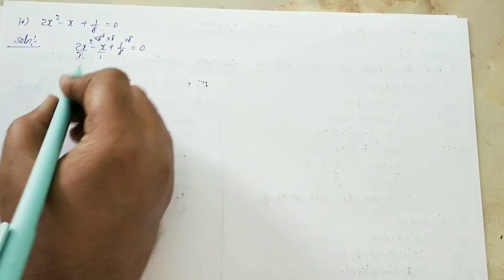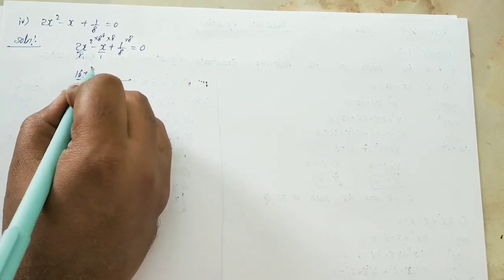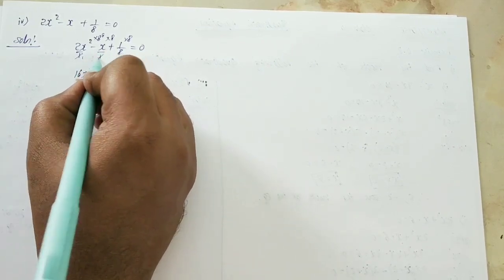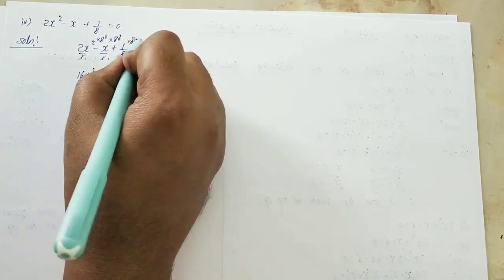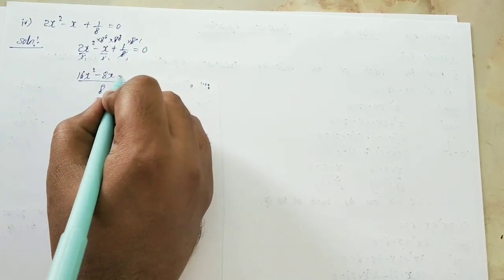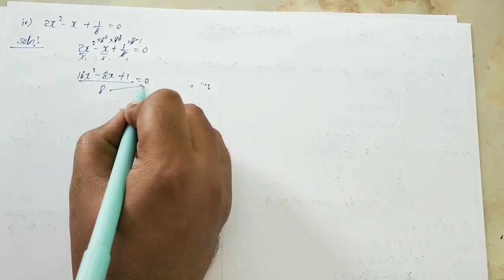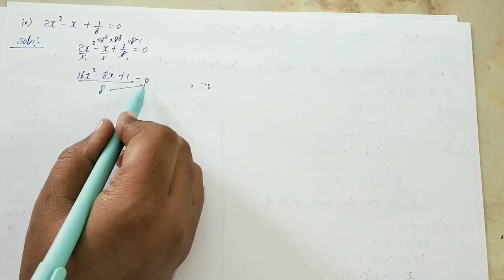So 2x square into 8, 16x square. So minus as it is. 1 1s are 1, 8s are, right? 8 into x will get 8x. So here 8 1s are 8, 1s are cancelled. So 1 into 1, 1. Plus 1 is equal to 0. Now I will shift 8 to the RHS, so it will become 8 into 0, 0, right?